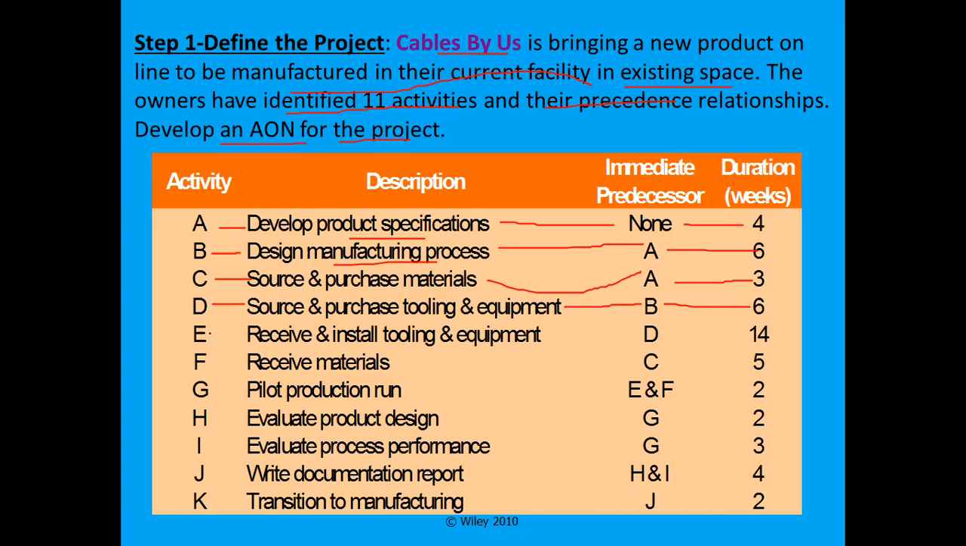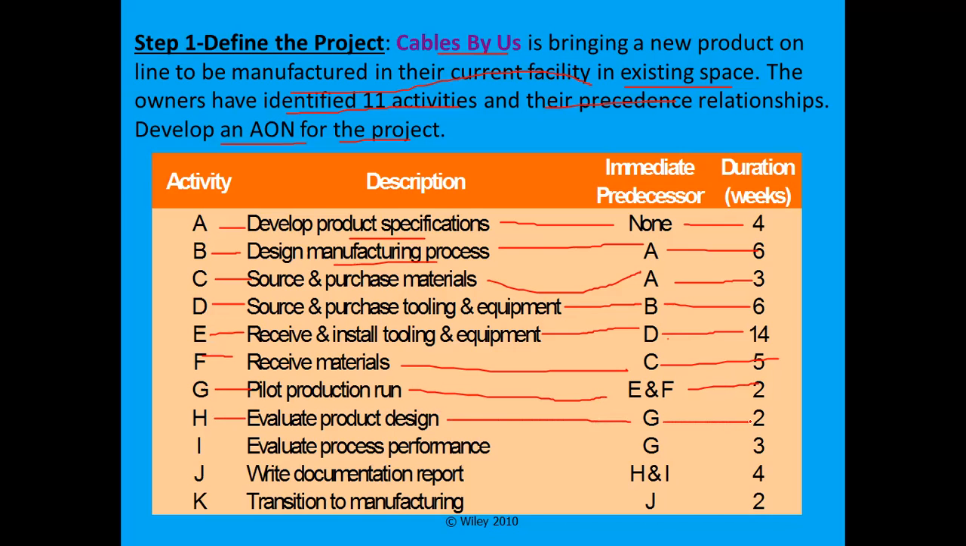Next, E, receive and install tooling and equipment. So this is D, it is 14 weeks. Next, receive the materials. So C, how many weeks? 5 weeks. This is F. Next G, pilot production run, that is equal to E and F, that is equal to 2 weeks. Next H is evaluate product design, that is equal to G, that is equal to 2.